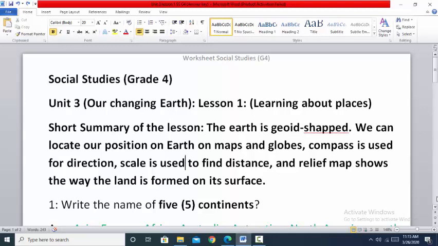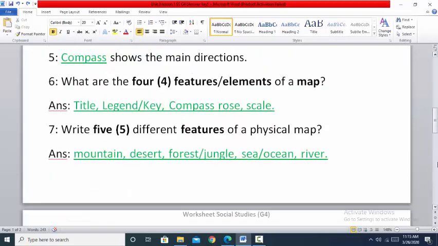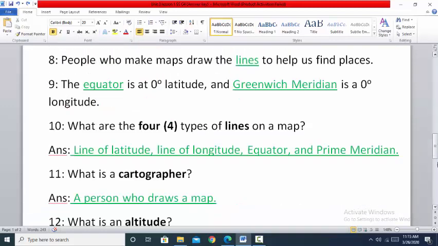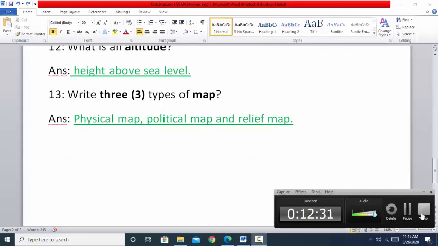We've just spoken about the different names for the continents and how they vary in forms and shapes, and the countries of the Middle East that exist between Asia and Europe. We spoke about the physical map and different features of the maps and different kinds of maps, and how the lines divide the world into different parts. We spoke about the cartographer, the person who draws a map, and about latitude and altitude. This is our lesson for today in social studies. Thank you so much and have a nice morning.